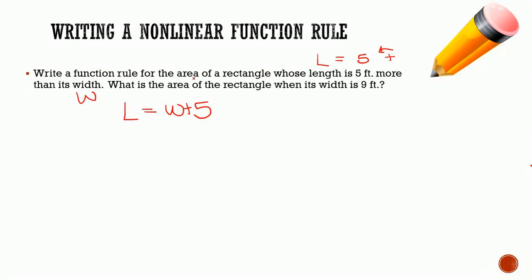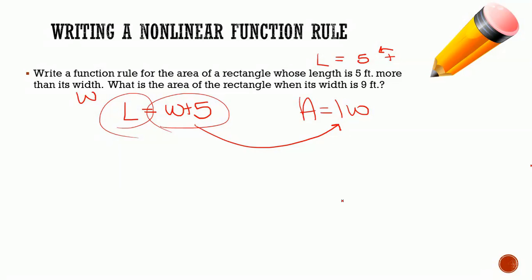How do you find the area of a rectangle, though? Area equals length times width, right? So if I know my L is W plus 5, I can take W plus 5 and plug it into there. So then I can find the area of my rectangle. So I'm going to get area equals W plus 5 times W. Something like that, right? So that's my function rule.